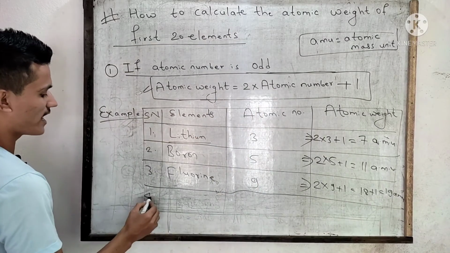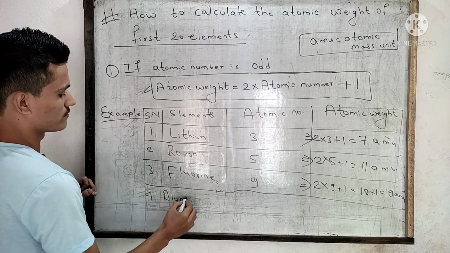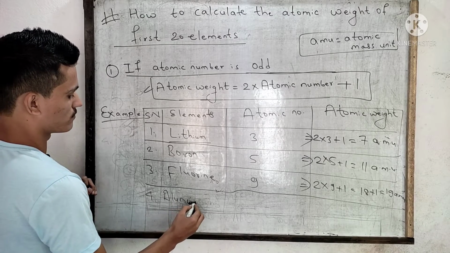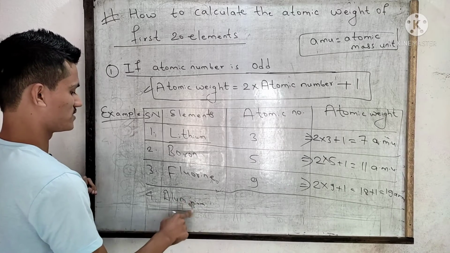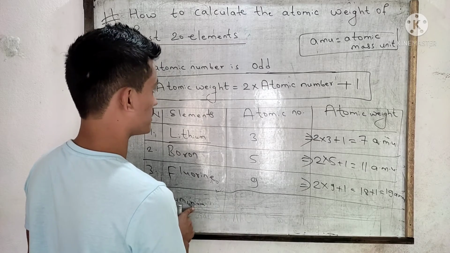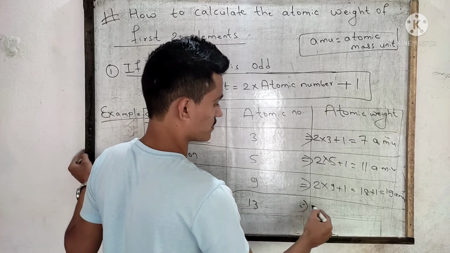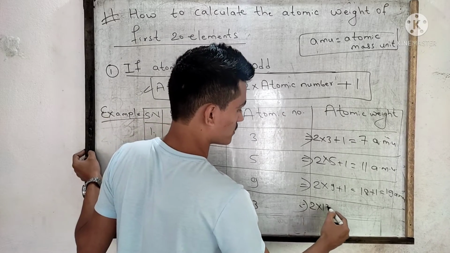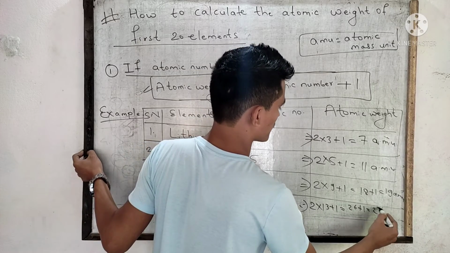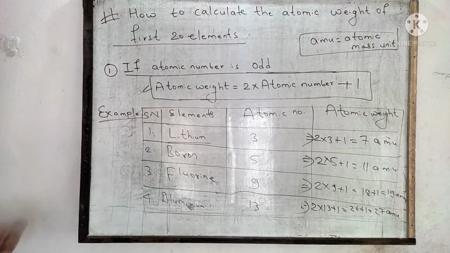Next is aluminum. What is the atomic number of aluminum? 13. 13 is odd. 2 into 13 plus 1. 13 into 2 is 26, plus 1 is 27 AMU. Okay.